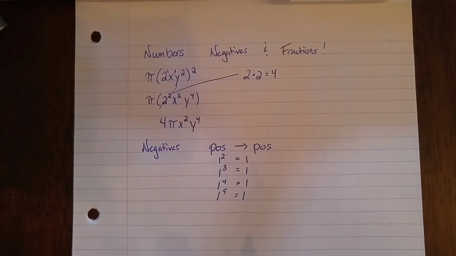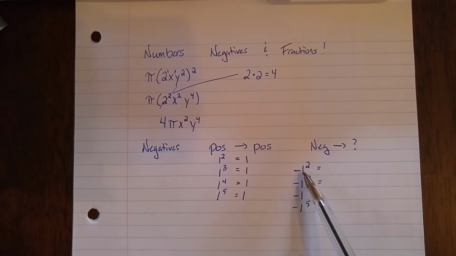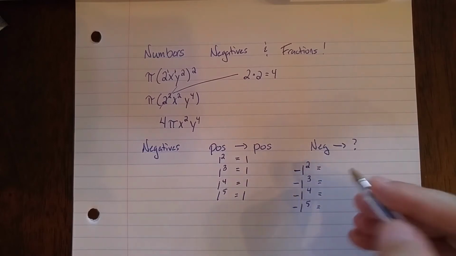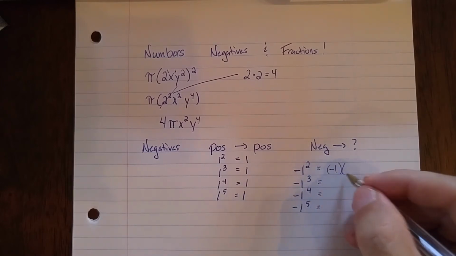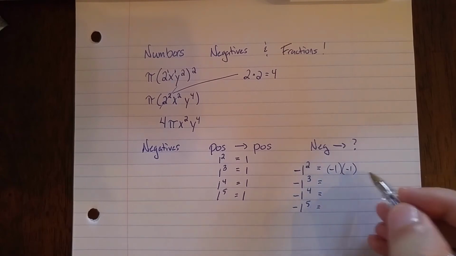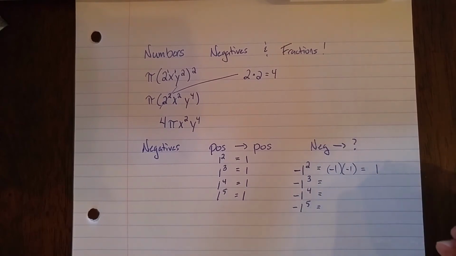But the negatives are a little bit different and they follow a pattern. Let's take a look. So here, again, I used the number 1, but this time I made it negative. So I have negative 1 squared, negative 1 cubed, negative 1 to the 4th, and negative 1 to the 5th. And I'm going to write out what they look like as a multiplication problem. So here, I have negative 1 times negative 1, and a negative times a negative is a positive.